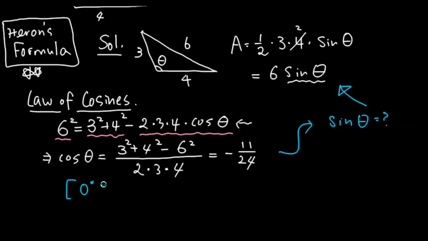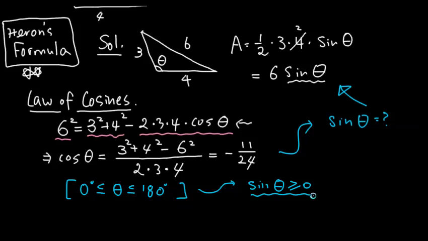remember this theta is an angle in the triangle, so we have this range of 0 to 180 degrees. For that, sine theta is always positive or 0, because in the first and second quadrants, sine theta was a positive value. You see, as this theta varies from 0 to 180 degrees, as this triangle suggests, it seems like an obtuse triangle, and then you're verifying here negative 11 over 24.